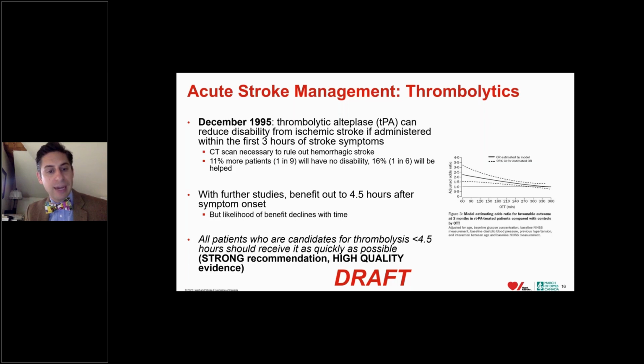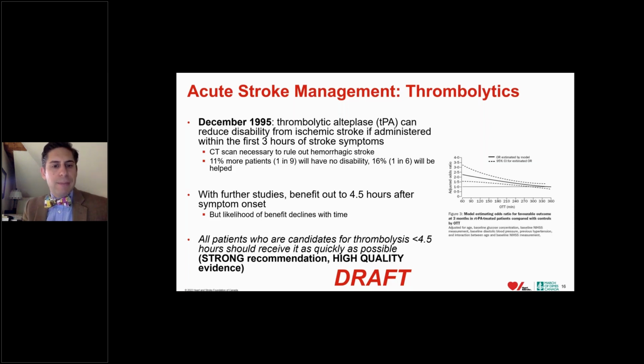benefit declines with time. And so the type of recommendation that we would make, again, this is not the final version, but this is the spirit of it, is something along these lines: that all patients who are candidates for thrombolysis under 4.5 hours from symptom onset should receive it as quickly as possible. And that is a strong recommendation based on high quality evidence, data acquired from many randomized clinical studies and real world experiences.